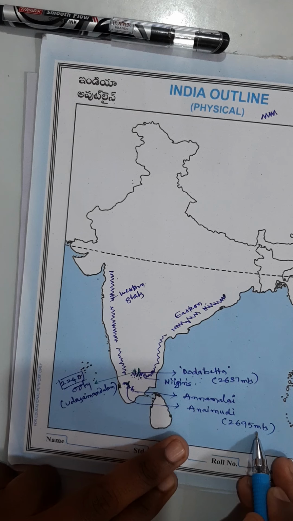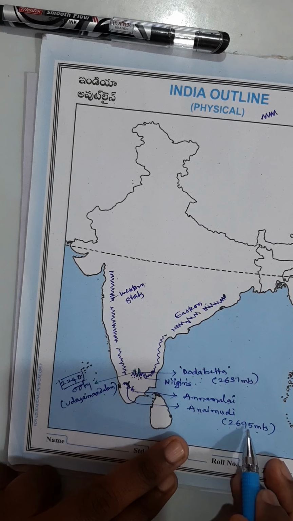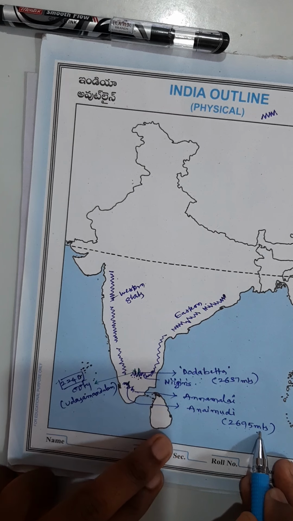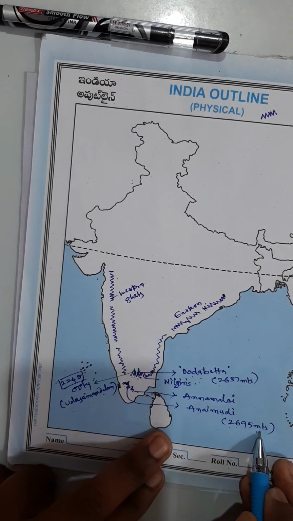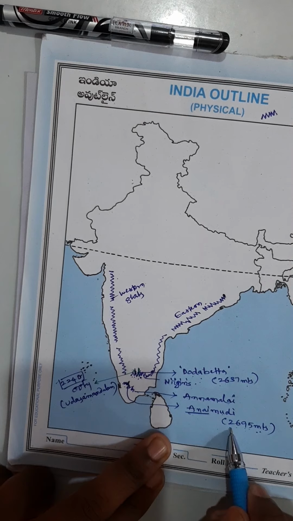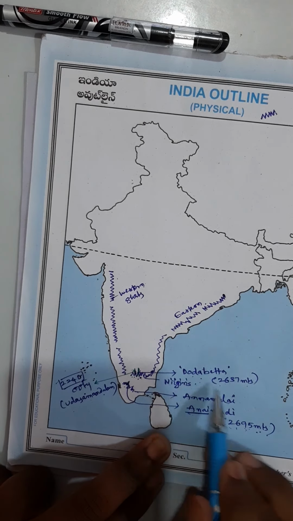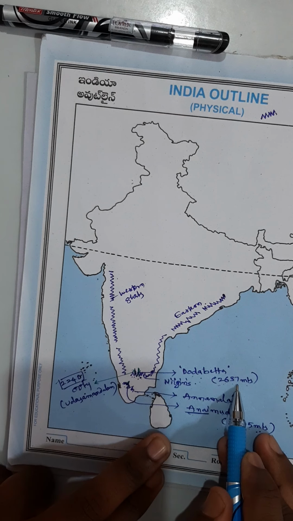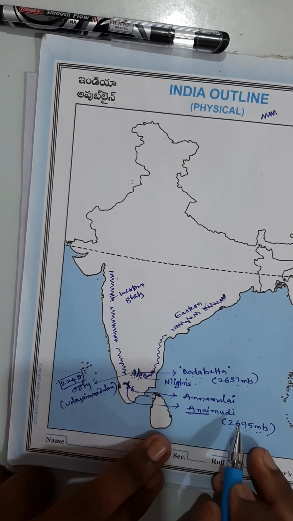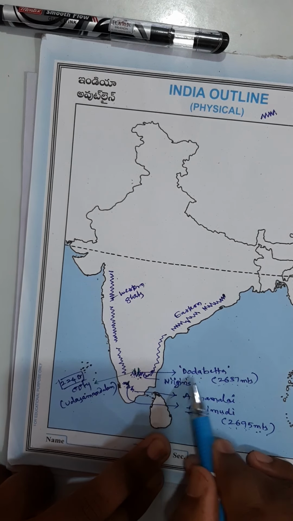So which one is bigger? Definitely it is Anaimudi with 2695 meters. It is the highest peak in South India. If you are asked a question in the bit paper, what is the highest peak in South India, this is Anaimudi with the height of 2695 meters. It is more than Dodabetta, 2637 meters. If you are asked which is the highest in Nilgiris, then you write Dodabetta.